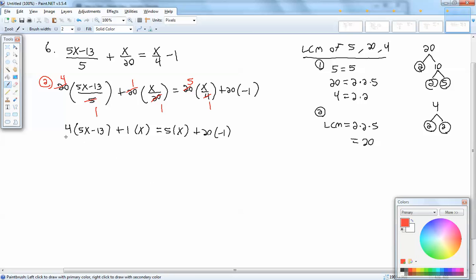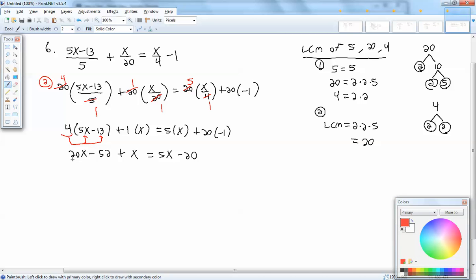Now this first set of parentheses we'll use distributive property on because we've got two terms inside. So we're going to take 4 times 5x gives us 20x. 4 times negative 13 gives us negative 52. Plus 1 times x is just x, equals 5x. 20 times negative 1 is negative 20.